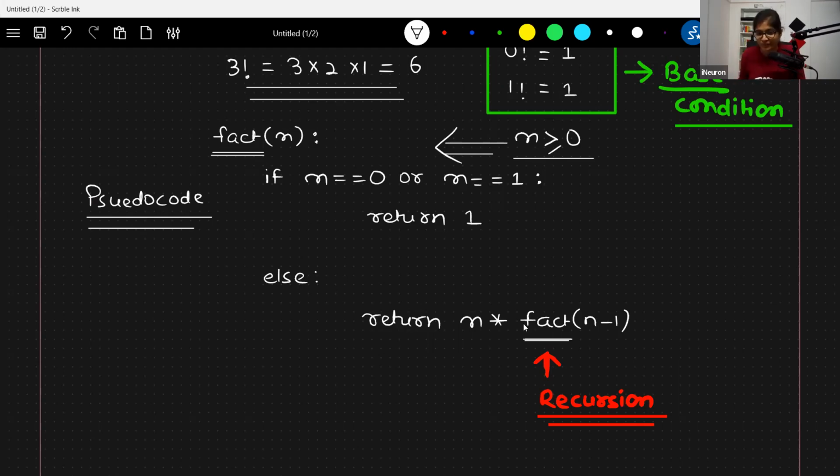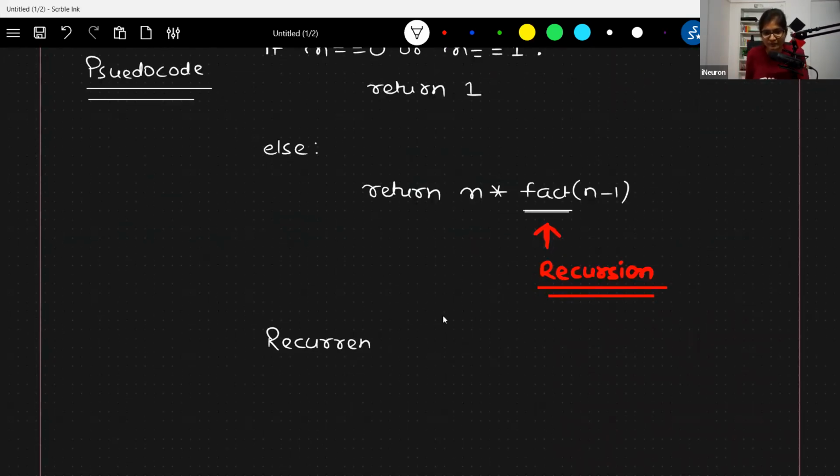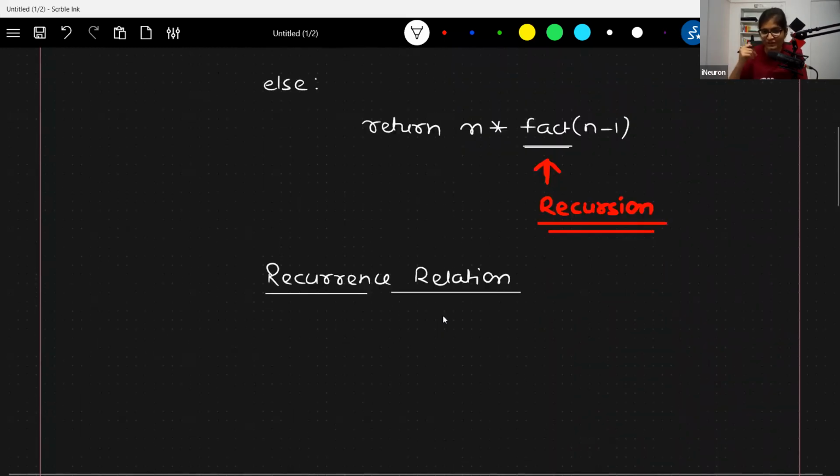Now, whenever you have this kind of code where recursion is there, then there is always something which we call the recurrence relation of that recursion. Wherever a recursion comes into the picture, there is always a recurrence relation. First of all, you need to create that recurrence relation for a recursive code. And after that, you need to solve that recurrence relation using any of the methods.